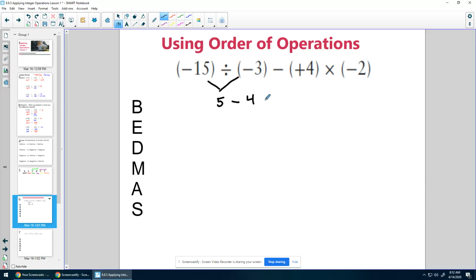Positive 4 times negative 2. Okay, next thing. We have our multiplication. So we're going to solve that. We have 4 times negative 2. Positive times a negative gives us a negative, and we're going to drop down the rest.